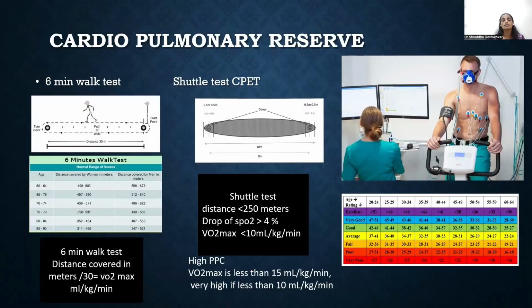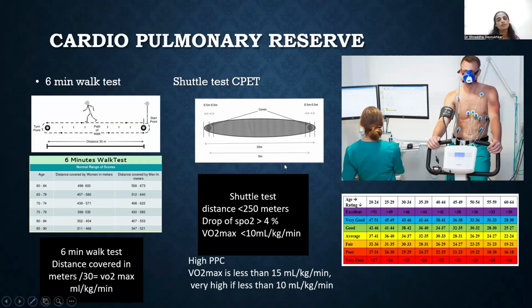Okay, so another is the cardiopulmonary reserve. This is very important and actually very physiological. The 6-minute walk test is the commonest test, and we also do it in a regular pre-operative checkup nowadays. What they do is we have a path to walk and we should know the distance. You ask the patient to walk and see how much distance is covered in 6 minutes. The distance covered in meters divided by 30 will roughly give you the VO2 max value.